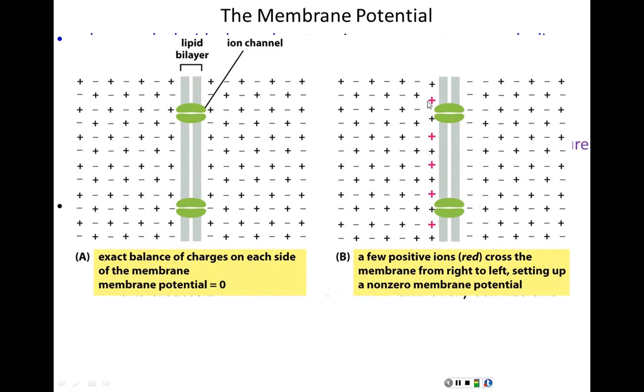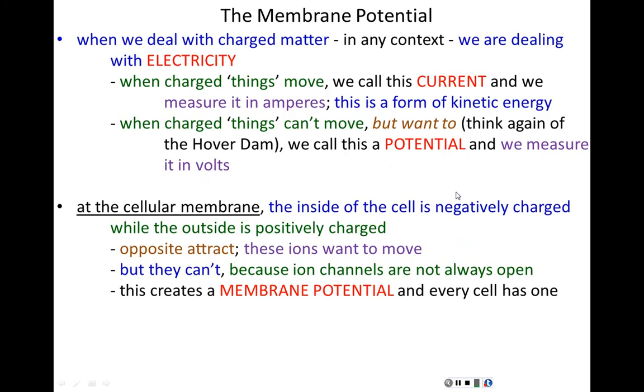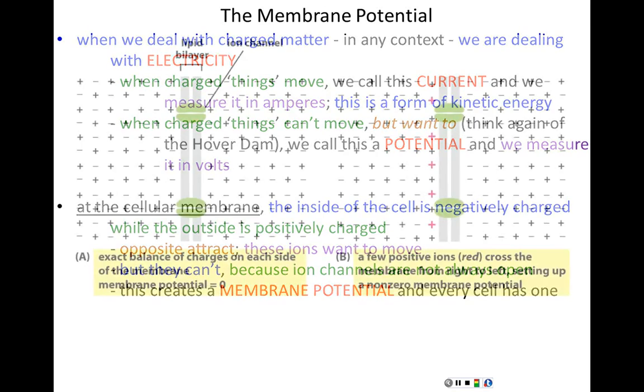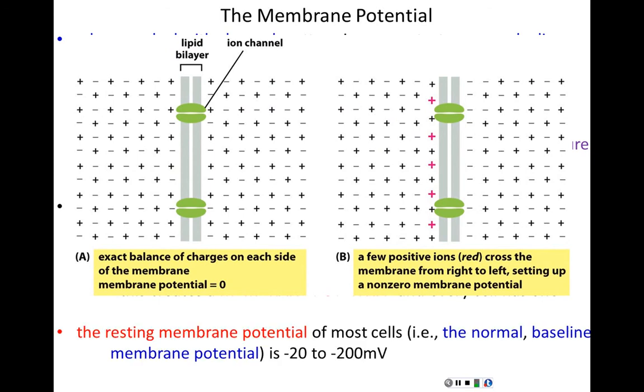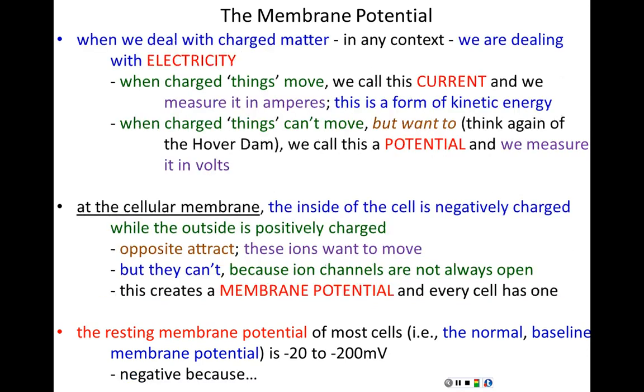Typically, you have more positively charged things outside the membrane and more negatively charged things inside the membrane, and so you have a membrane potential. You have a stored potential energy of ions wanting to move but not being able to. The resting membrane potential, that is the membrane potential of a normal cell doing normal things, its baseline membrane potential, is somewhere in the neighborhood of negative 20 to 200 millivolts.